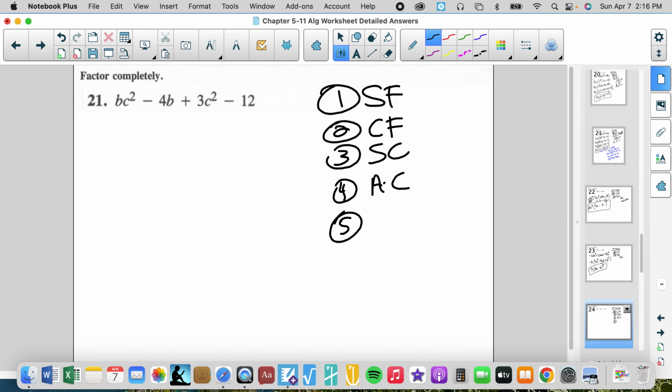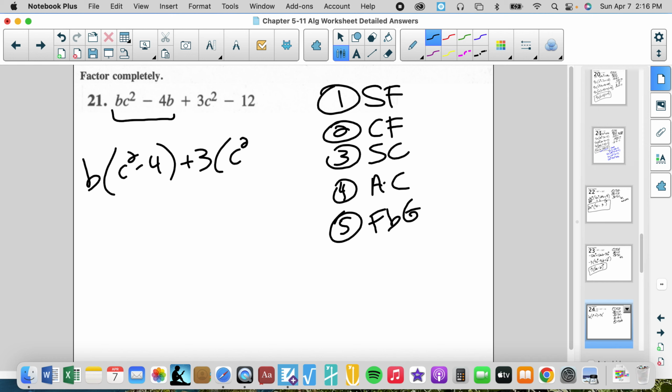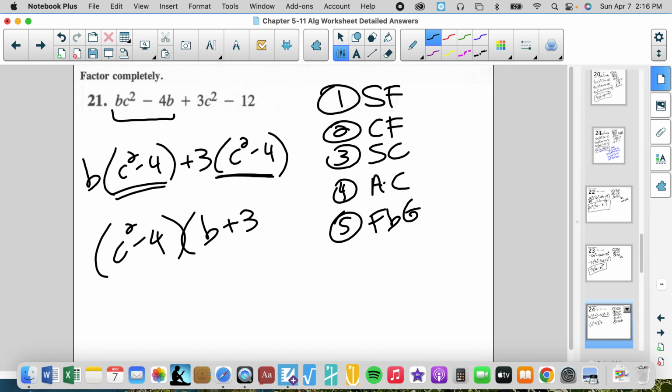So it's factor by grouping. Oh, let's factor by grouping. We'll factor out a b, and we get c squared minus 4. Ding, ding, ding, ding. You should recognize that. Factor out a 3, we get c squared minus 4. C squared minus 4 is in both of those binomials. We're going to factor that out and get b plus 3. And we are not done.